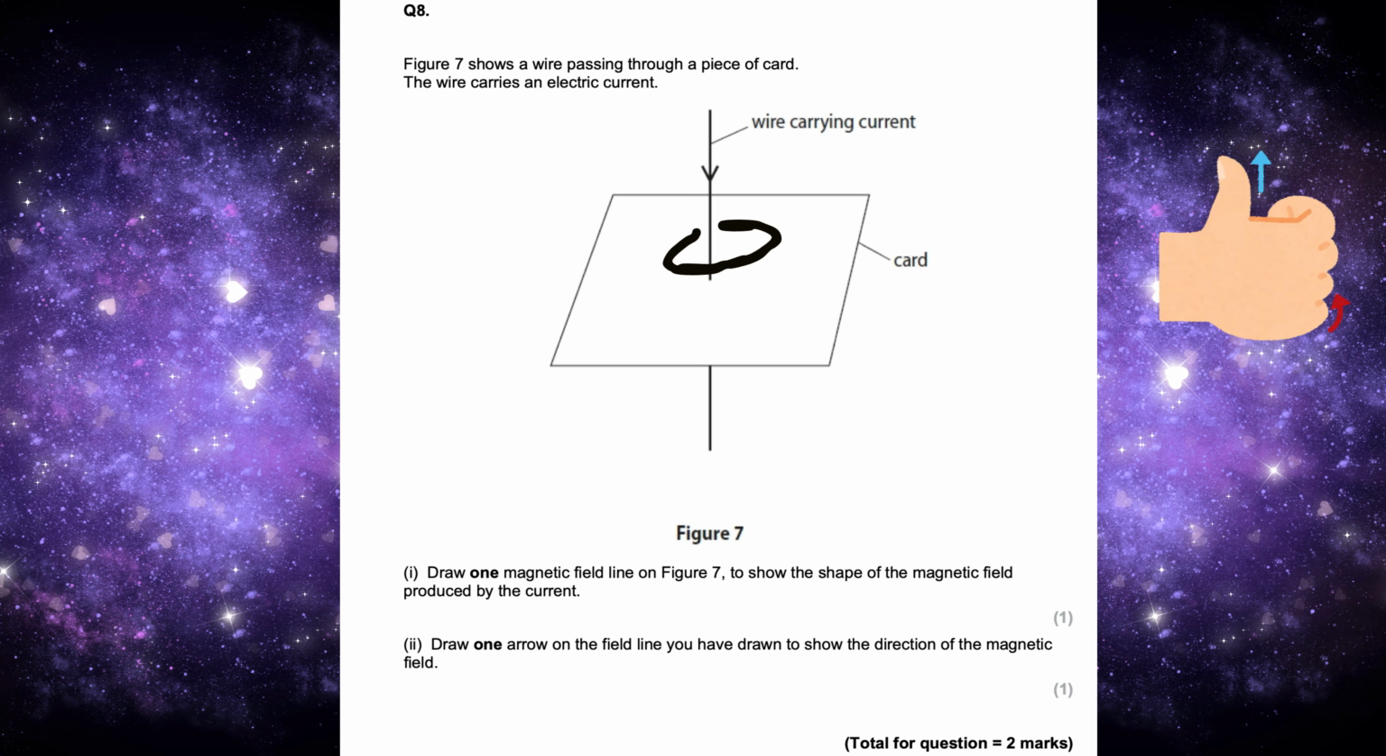Let's use our right-hand rule to help us work this out. From Figure 7 it shows us that the current is flowing downwards. That means our right thumb must point downwards.